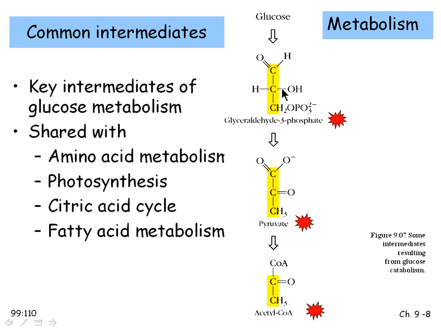These compounds are not just part of carbohydrate metabolism. We're going to see them again in amino acid metabolism. We're going to see them in photosynthesis as part of the capture of carbon dioxide and the production of glucose. We're going to see them with the citric acid cycle, how the cell can maintain enough intermediates to keep the citric acid cycle going. And we're going to see them in fatty acid metabolism. So these are really big-time players in a lot of contexts.